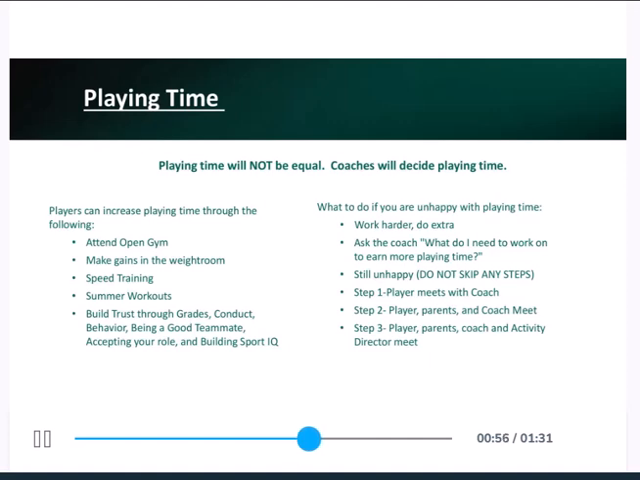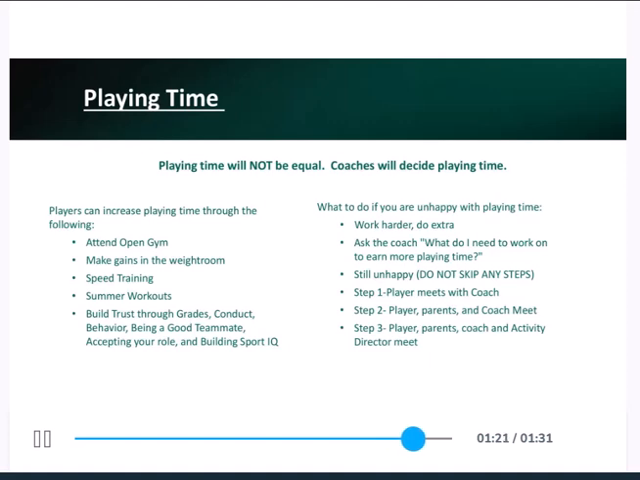The first step would be that the player meets with the coach. This can be one-on-one. This could be player with the coaching staff. The player can voice their concerns with their playing time. Step 2 would be a player, the parents or guardians, and the coach meet. If we can't reach a further agreement or we don't get an answer that we are happy with, you can proceed to step number 3, where the player, parents, coach, and activity director meet.